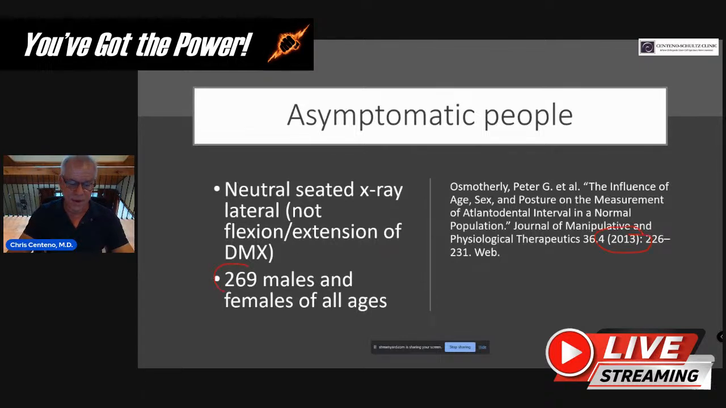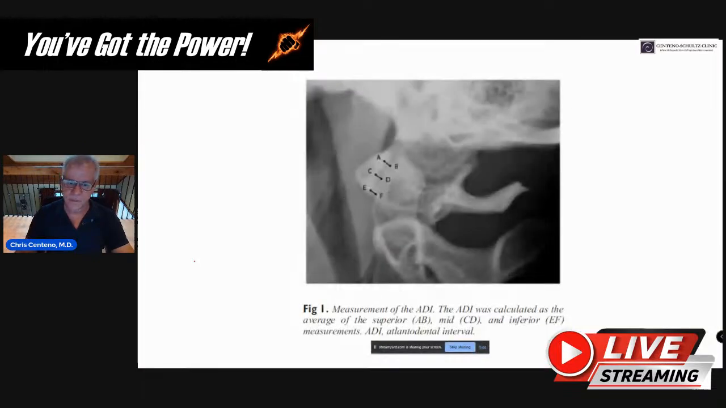A lot of people were in this study, including normal controls. Now, this is just a neutral seated x-ray. They didn't do flexion extension like they would do in a DMX or an upright MRI. And uniquely, they actually measured that ADI in 3 different places. So I'm going to draw it out for you here. This is the atlas, and this is the dens. And the distance between those two, they took the distance at 3 different spots and averaged that.